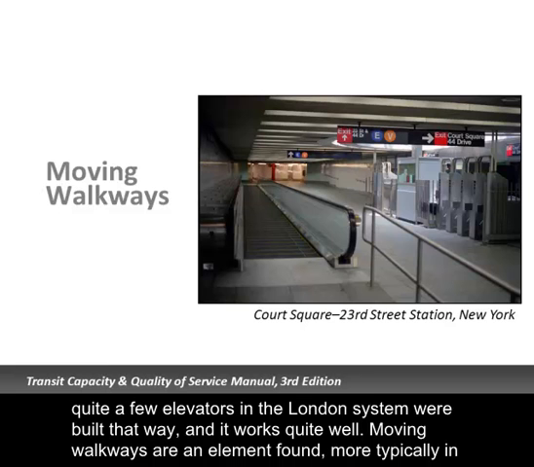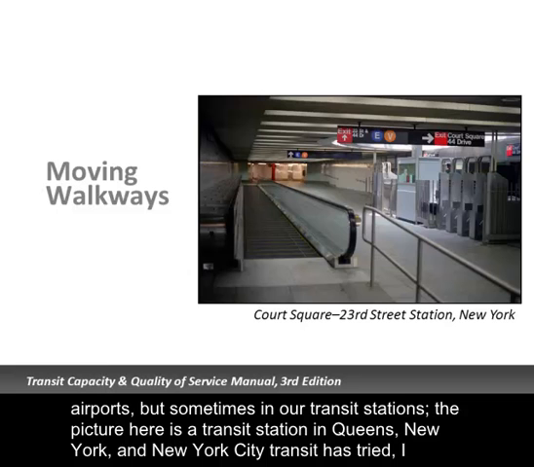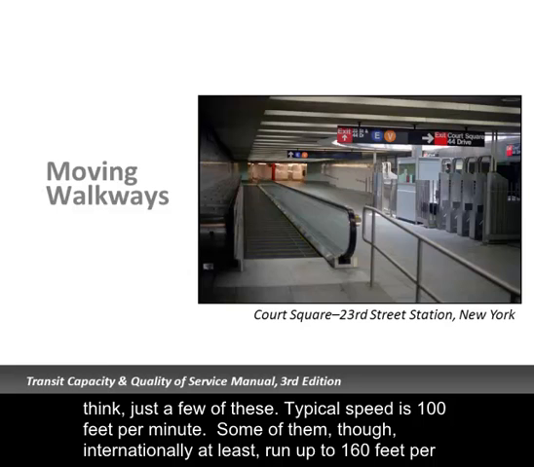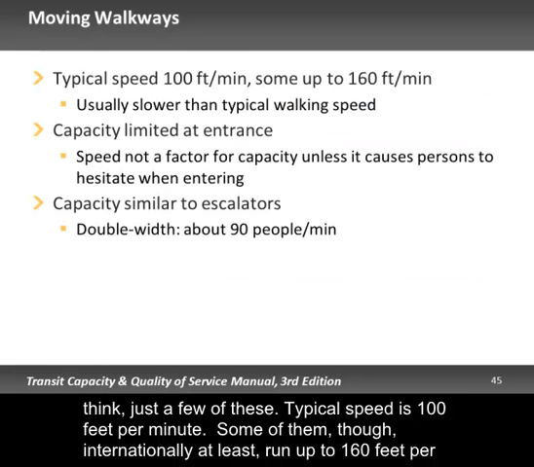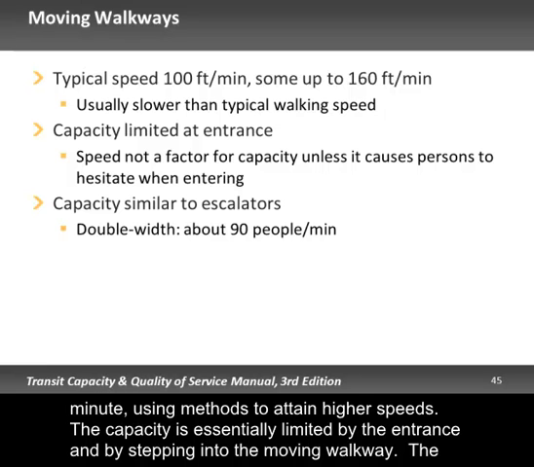Moving walkways are an element found more typically in airports, but sometimes in our transit stations. The picture here is a transit station in Queens, New York. And New York City Transit has tried, I think, just a few of these. Typical speed is 100 feet per minute. Some of them, though, internationally at least, run up to 160 feet per minute, using methods to attain higher speeds.